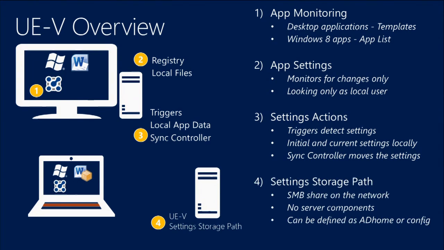The next one is, where do I store the settings? I need a central location. And this is what we call the setting storage path. This is an SMB share on the network. Doesn't require any server components. You're just going to give it a location. You're going to configure the AD home directory, or you're going to put it inside of the configuration when you install UEV. And once you've done that, then you've got a nice setup for where this goes. So we need to have our agent, we need to have the configuration, and then a place to go look for the files, which is on the setting storage path.